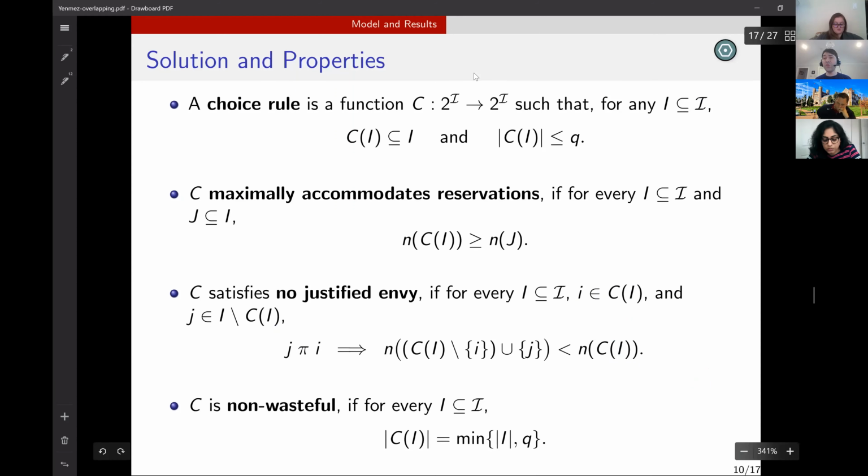And finally, we assume non-wastefulness, which will mean that if there's an empty seat, it must be the case that all individuals are chosen. So we're going to choose individuals as long as we have empty seats, empty positions. So these three properties are really important.